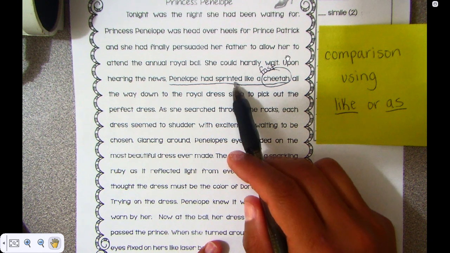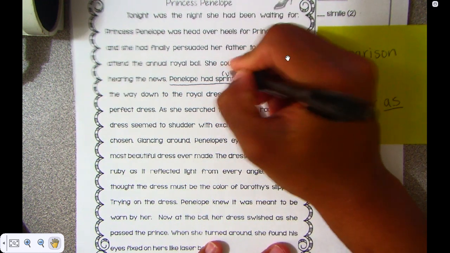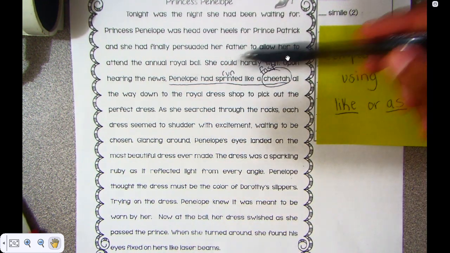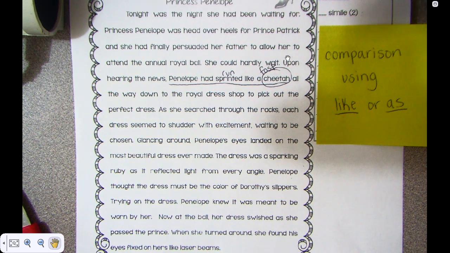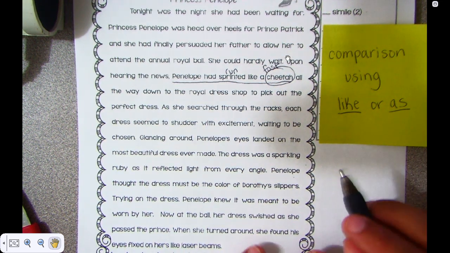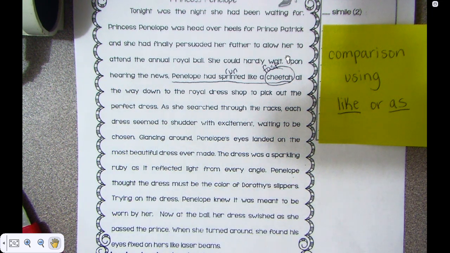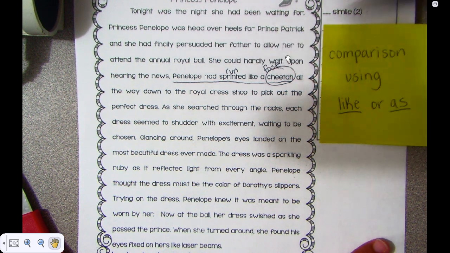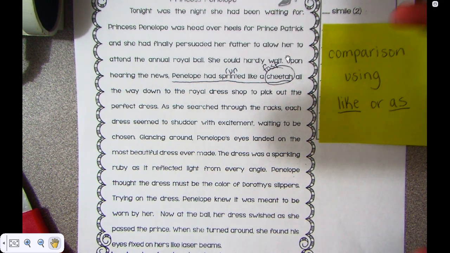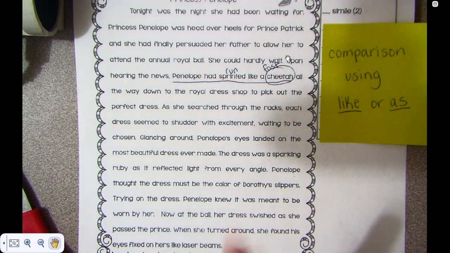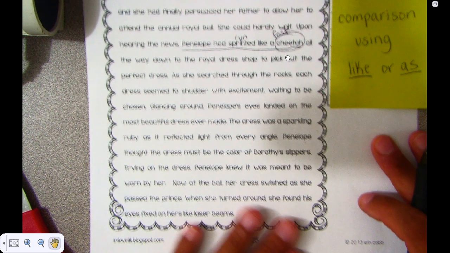And I know that the word sprint is another word like to run. So if they're saying she sprinted like a cheetah, they must be telling me that Penelope ran very fast to the dress shop. And that makes sense. She probably was excited. She could finally go. She had persuaded, probably begged or pleaded, that vocabulary word you guys are learning, her father to go. And once he said yes, she took off like a cheetah to get a dress.